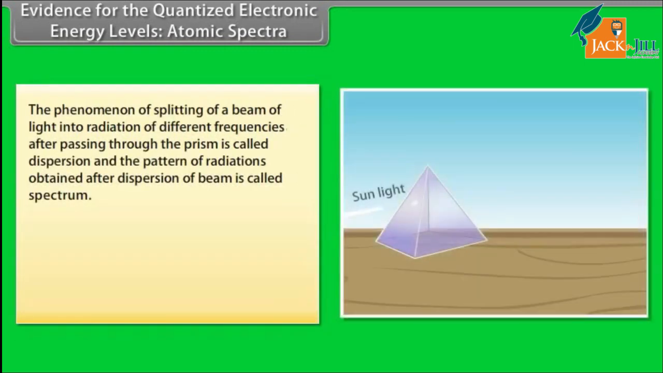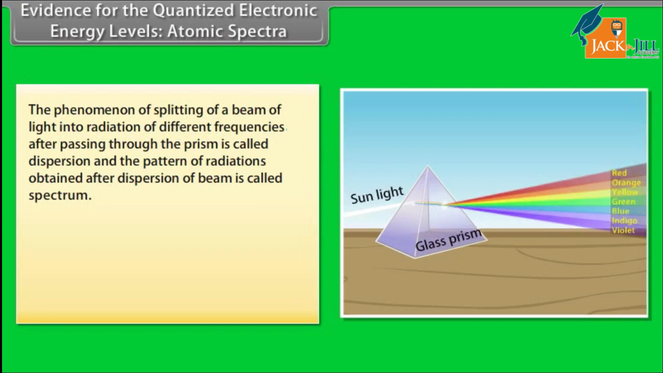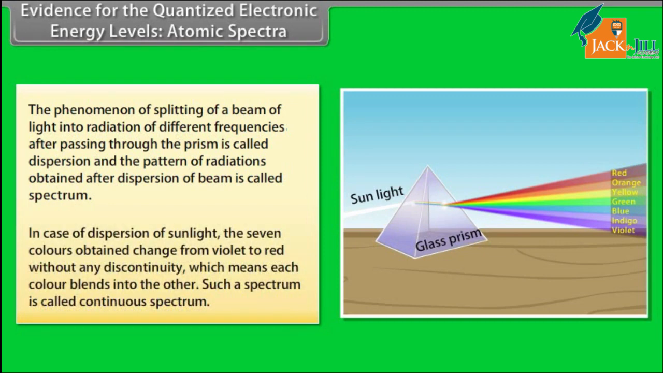Evidence for the quantized electronic energy levels. Atomic spectra. The phenomenon of splitting of a beam of light into radiation of different frequencies after passing through a prism is called dispersion, and the pattern of radiations obtained after dispersion of the beam is called spectrum. In case of dispersion of sunlight, the 7 colors obtained change from violet to red without any discontinuity, which means each color bends into the other. Such a spectrum is called a continuous spectrum.